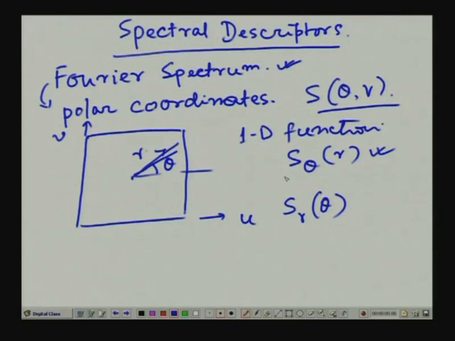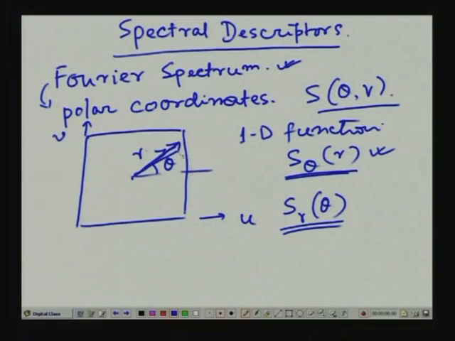So, what do s theta r and s r theta indicate? S theta r, as we are moving in a particular direction along the radial axis, tells us the behavior of the spectrum along a radial direction from the origin. For this particular theta we are computing s theta r, and it tells us the behavior of the spectrum as you move from the origin within the spectrum.